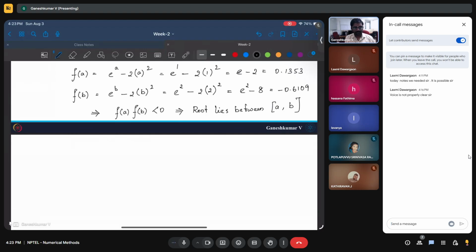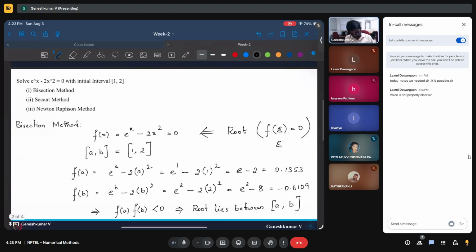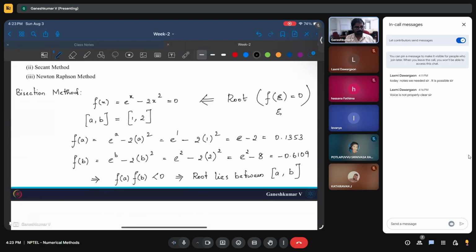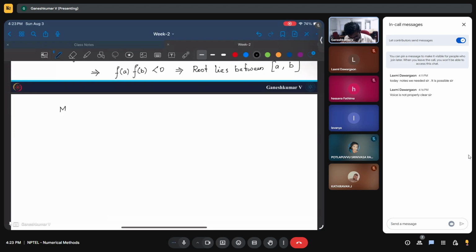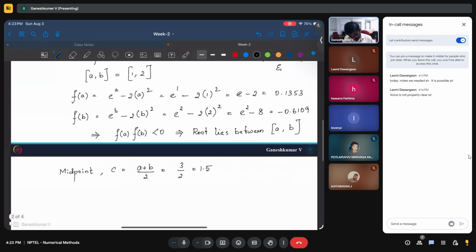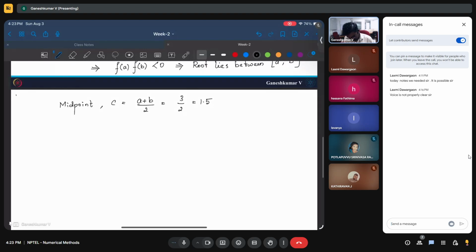Since we know the root lies between A and B, and we are going to do bisection, we will find the midpoint between A and B, and that will be our first iteration. Midpoint C is going to be A plus B by 2. In our case, it's 1 plus 2 by 2, which is 3 by 2, which is 1.5. Okay. Now, let me write down. This is our first iteration.